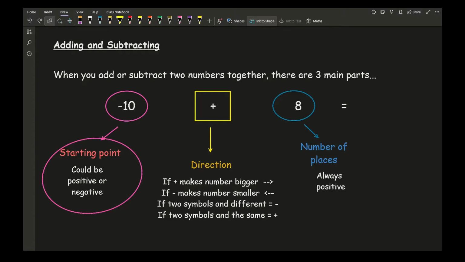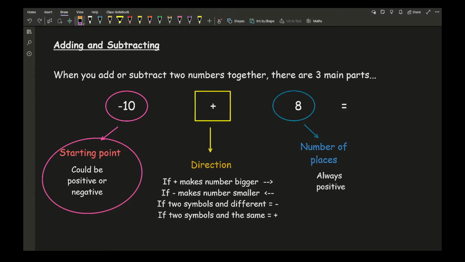The direction is probably the most complex part of any equation when adding and subtracting involving negative numbers. If it's a plus, you move to the right. If it's a minus, you move to the left, because you're making the numbers bigger and smaller respectively. If you have two symbols in the middle, this is where it gets a little more confusing. Sometimes a symbol might be attached to the number that follows it, or it could be somewhere in between. However, you're always going to have a maximum of two symbols. You'll never have three. You may have one, you may have two, but that's it.